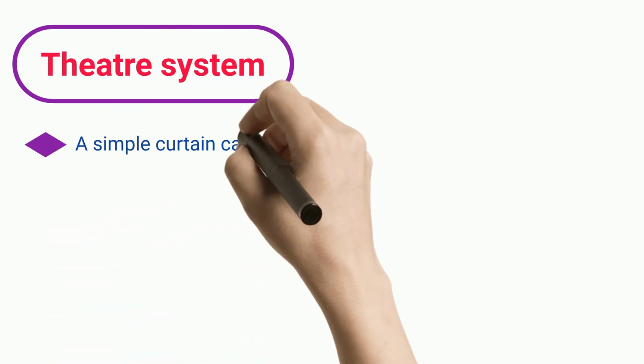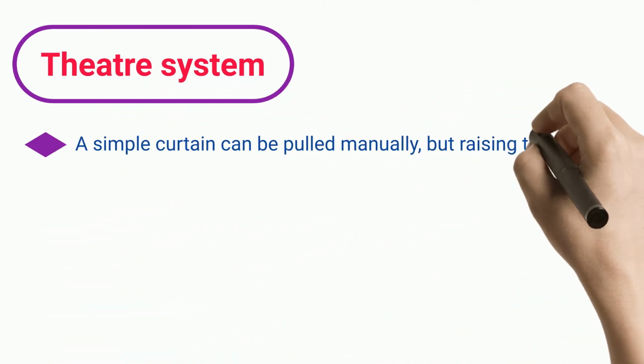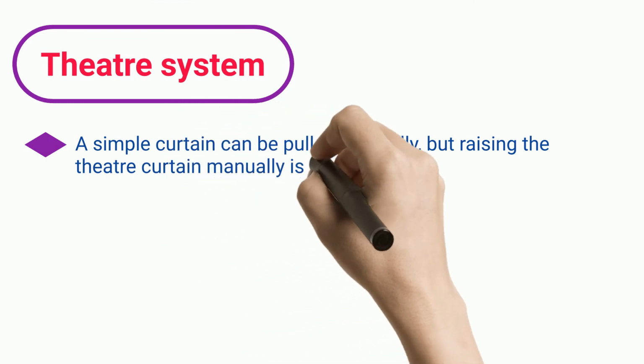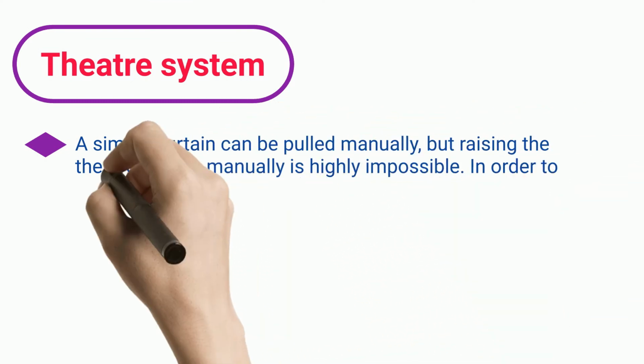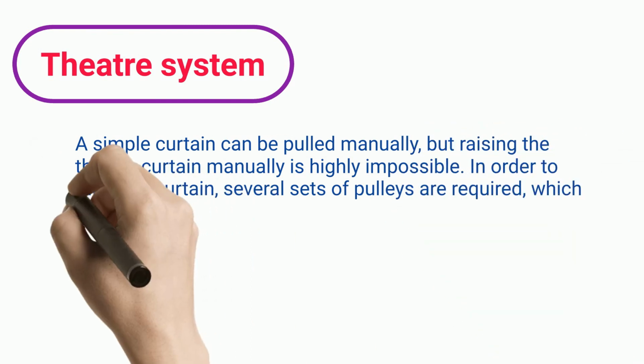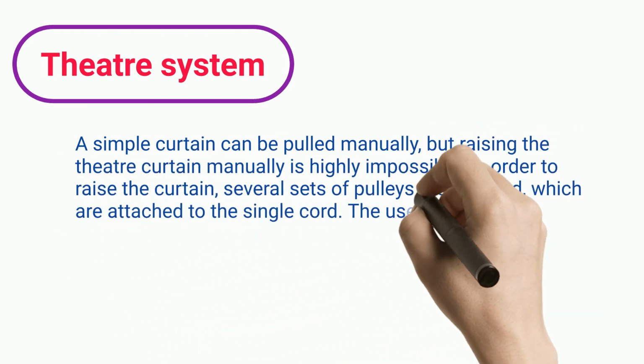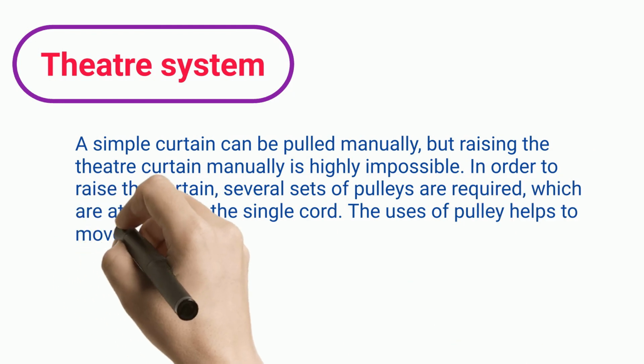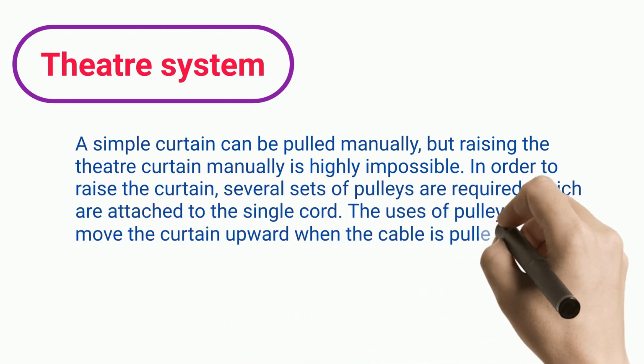Theater system. A simple curtain can be pulled manually, but raising the theater curtain manually is highly impractical. In order to raise the curtain, several sets of pulleys are required, which are attached to a single cord. The pulleys help to move the curtain upward when the cable is pulled down.